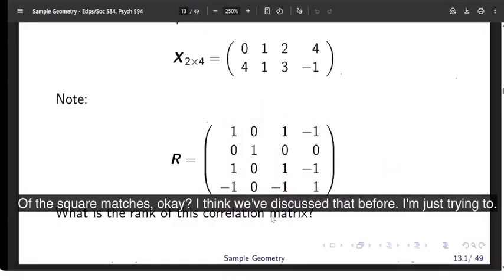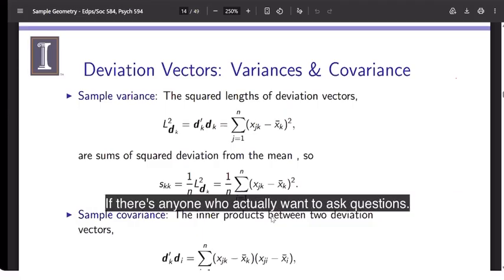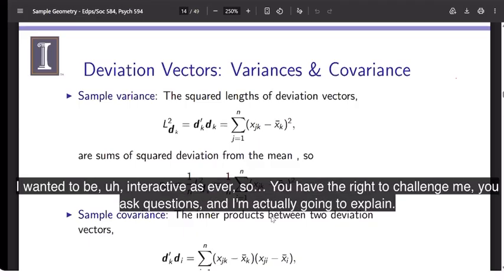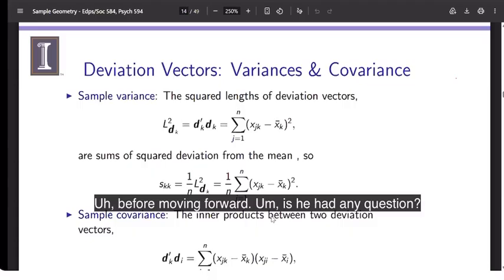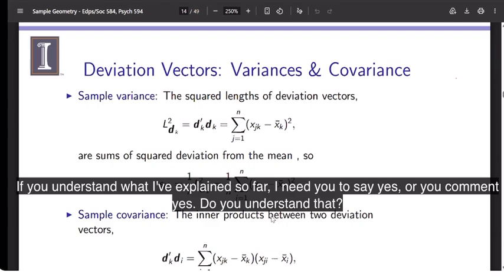Okay, in the course of this lecture, if there's anyone who wants to ask a question, I want it to be as interactive as ever. So you have the right to challenge me. You ask a question, and I'm going to explain. Before moving forward, is there any question? If you understand what I've explained so far, I need you to say yes or comment yes. Do you understand that? Yes, sir. Okay, thank you so much.